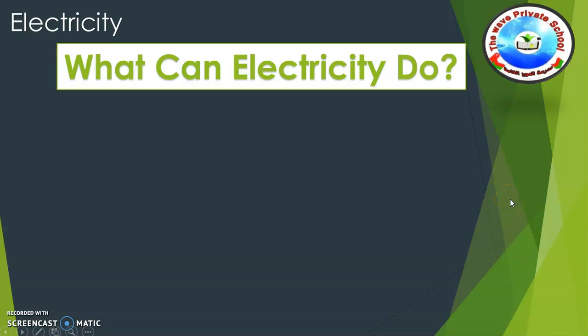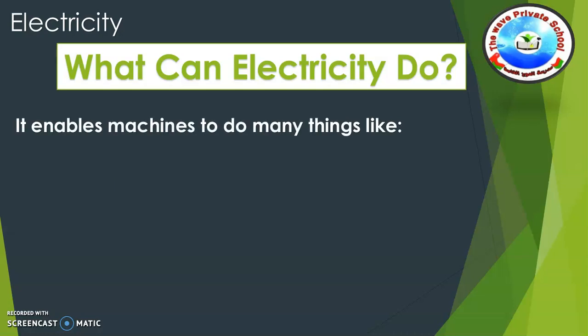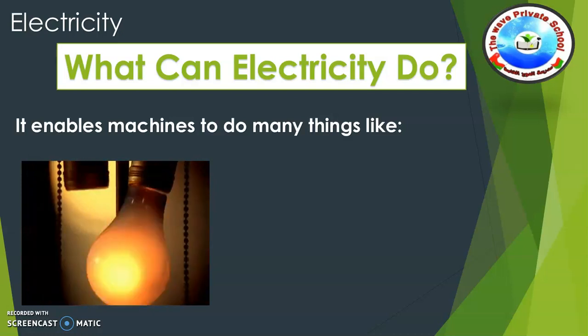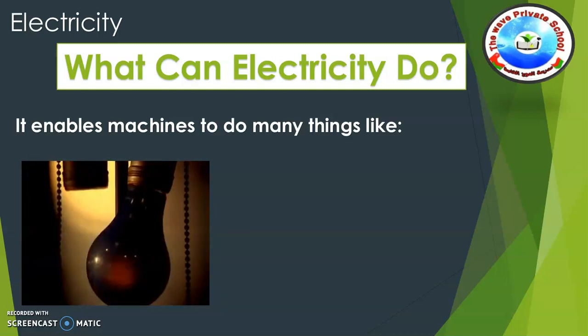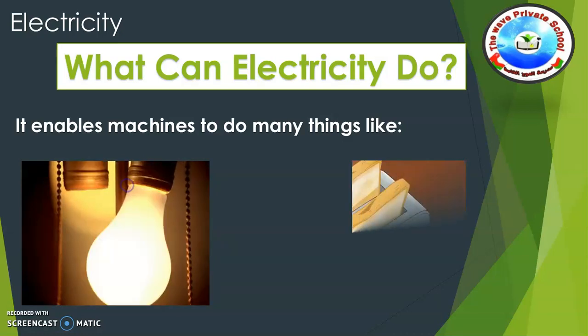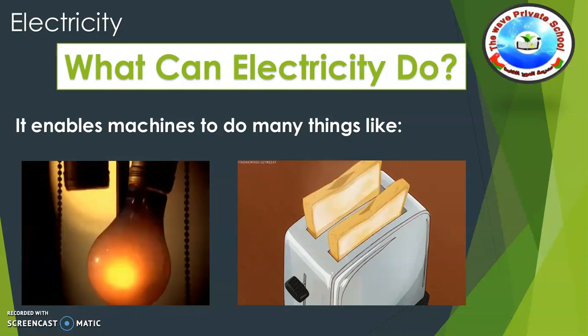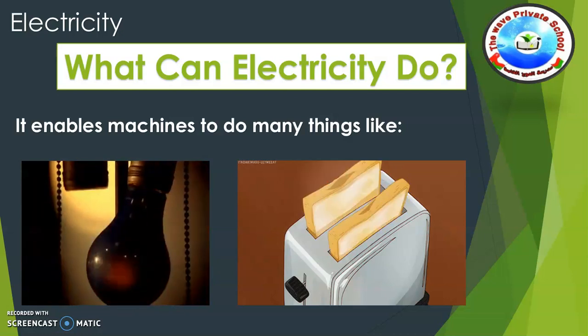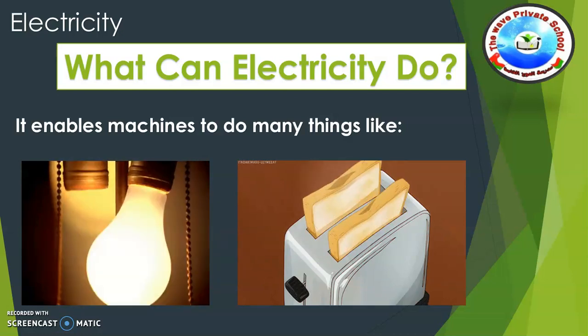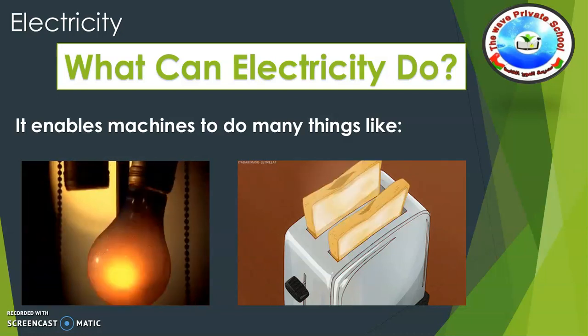What can electricity do? This time, I want you to look around your house and list down all the things that are powered by electricity. It enables machines to do many things like this. Electricity can light up a light bulb. Electricity can also heat things up, just like when we are doing our breakfast. If you want to eat toast, we use a toaster, it will heat the bread and make a good toast. All of this is possible because of what we call electricity.